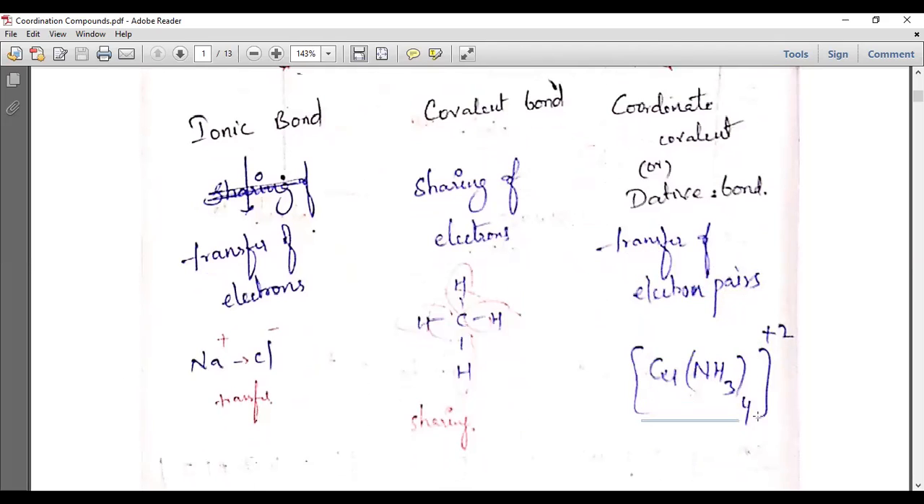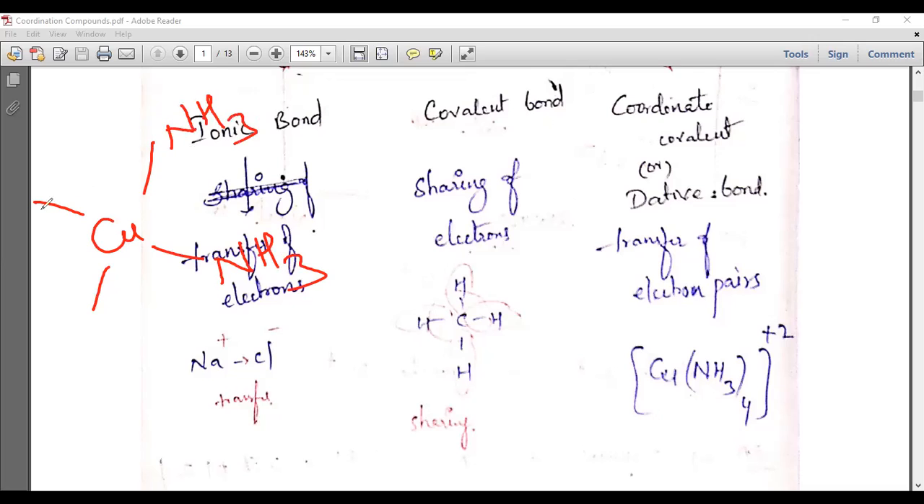Let us take a simple example here. The compound is tetraamminecopper. Let us take copper first. So this is our copper, and here there are four ammonia molecules: NH3, NH3, and here one NH3, and here also one NH3. So there are four ammonia molecules. You know that each nitrogen is having one lone pair. Each nitrogen generally has one lone pair.